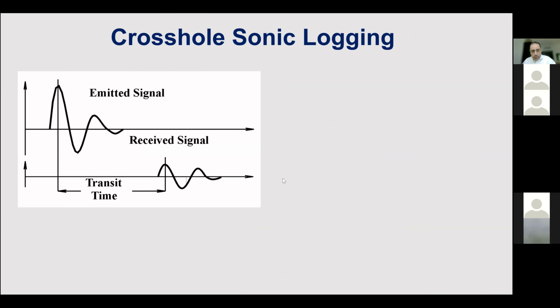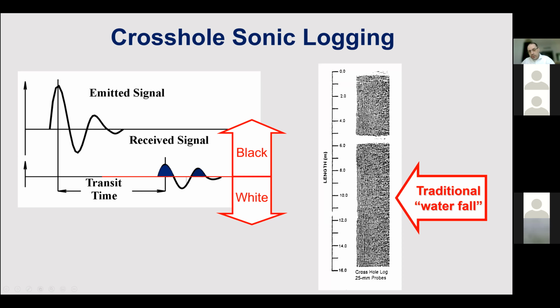The emitted signal from the transmitter travels along the cross section, and then it's received on the receiver, and there's a transit time. If you superimpose these signals along the shaft, it gives you what is traditionally known as a waterfall diagram. It's quite easy to interpret if something is okay or not okay. In this instance, you can see there's a reduction in signal, so immediately it's very easy to interpret.